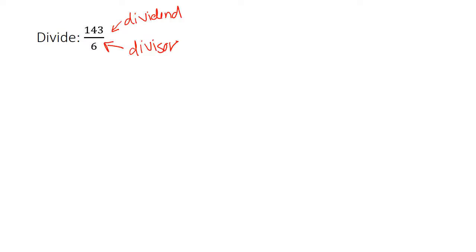And so when we're setting up a long division problem, we're going to put the dividend inside of our little bar here and the divisor on the outside. Eventually, what's called the quotient, which is our answer, will go on top. Now for regular long division, we start with the very first digit in our dividend and say, how many times is 6 going to go into 1?